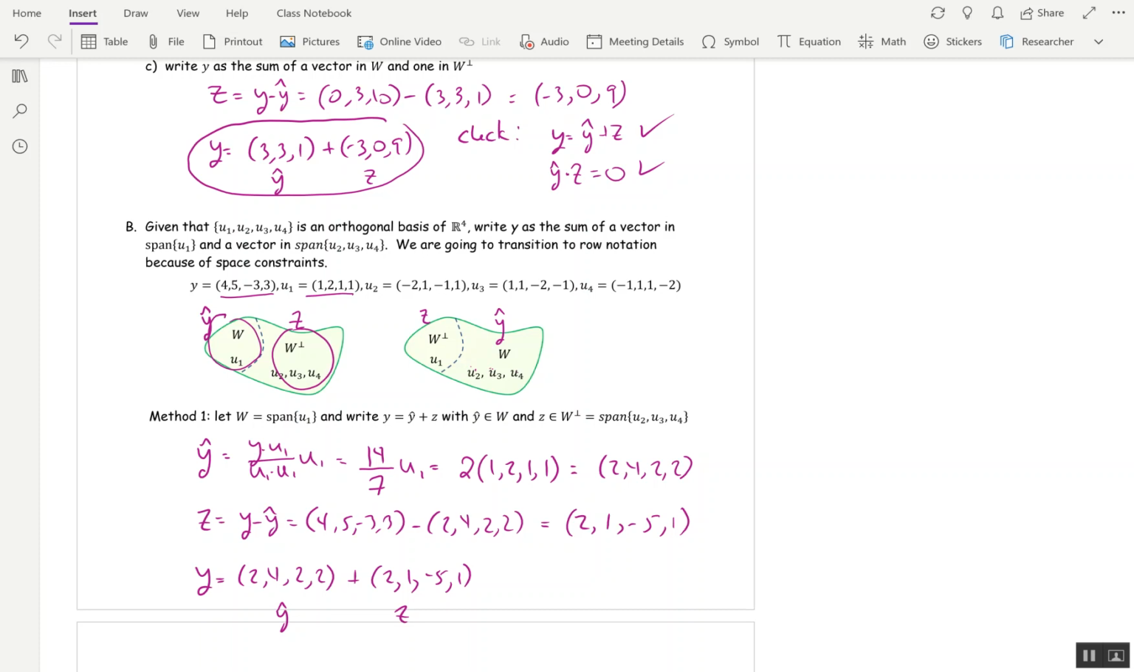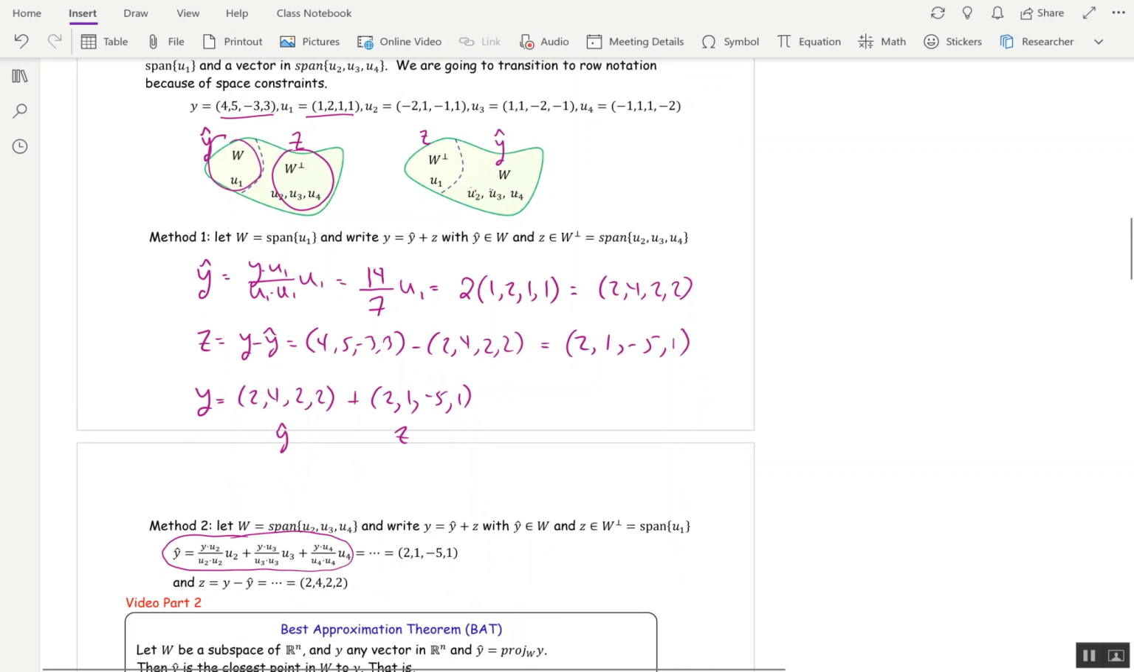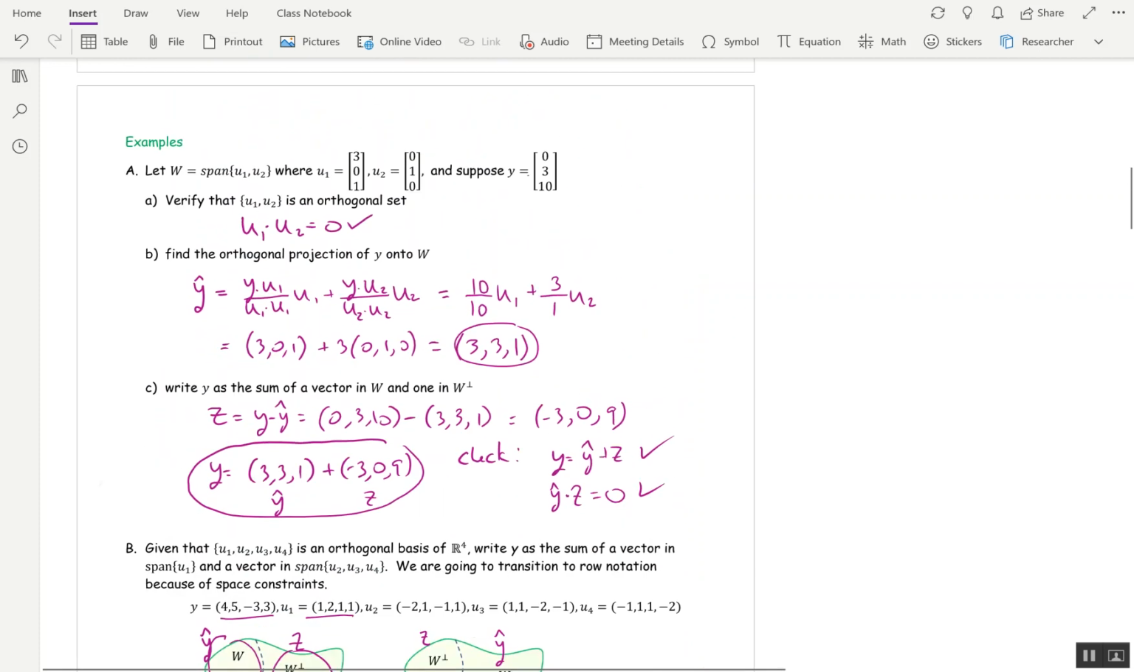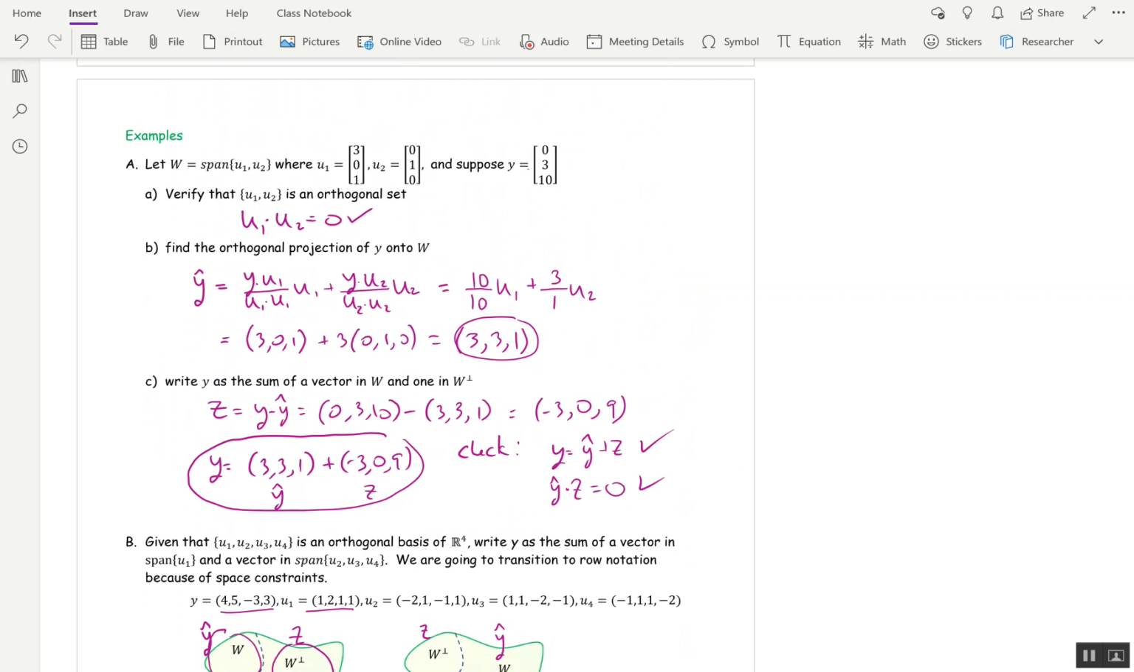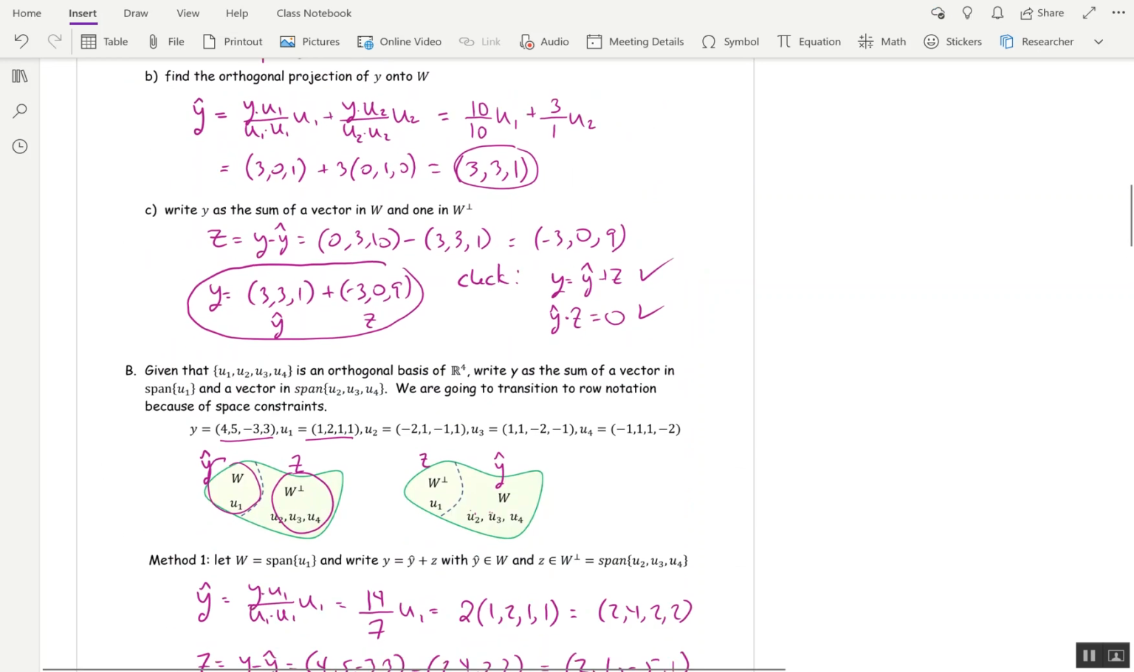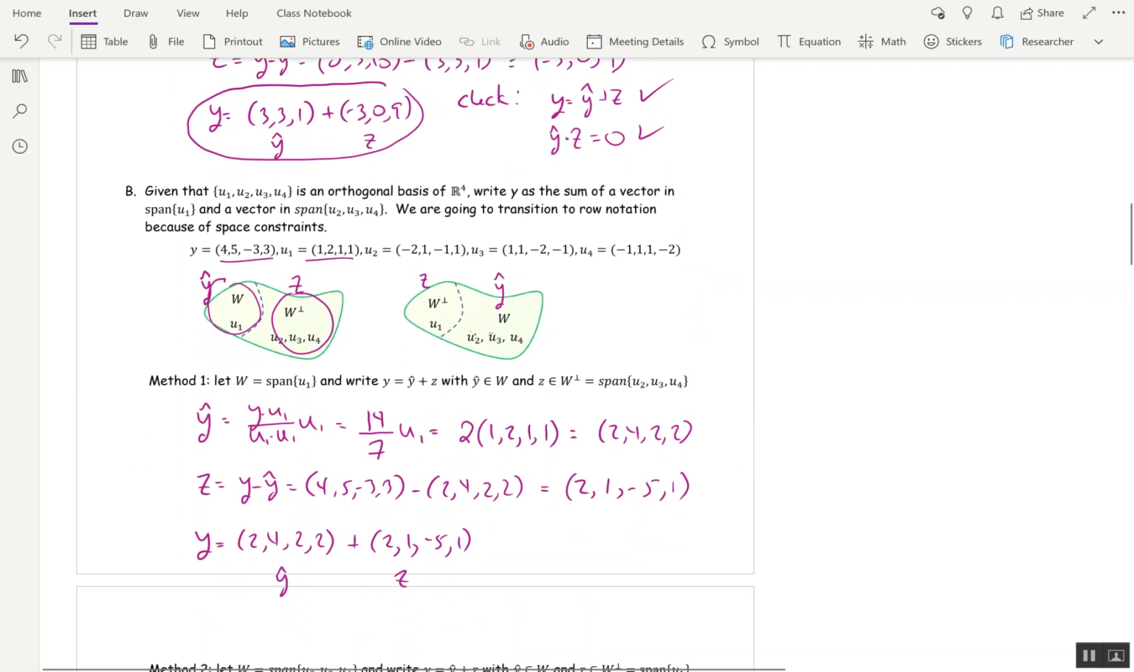And doing it the other way, you can see that I'm getting the same vectors, 2, 1, negative 5, 1, and 2, 4, 2, 2, except now I'm calling the 2, 4, 2, 2 Z, and the 2, 1, negative 5, 1 is Y hat. So you're getting the same decomposition, it's just the labels are reversed. So if you do have a choice, and most of the time you don't, most of the time problems are phrased like this, where you have no choice. But if you do have a choice, I suggest you pick the one that requires the least amount of work.